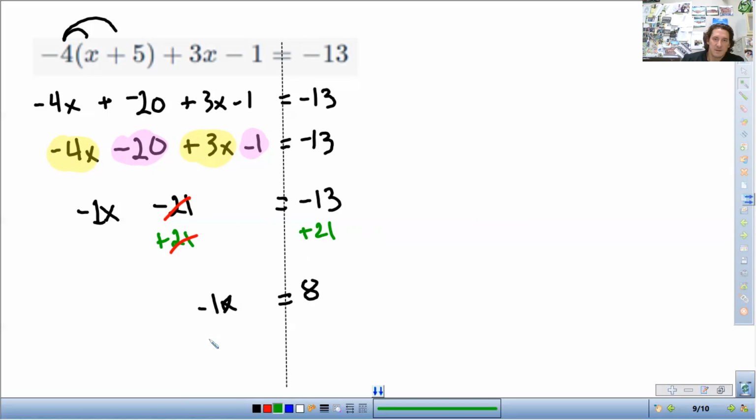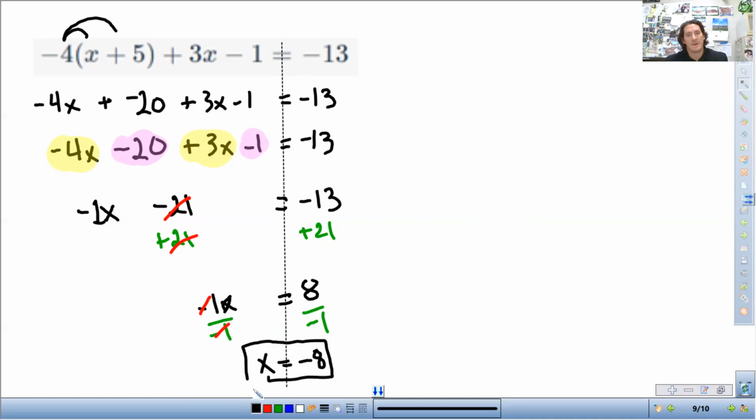So next, I'm going to divide by negative 1. Negative 1 divided by negative 1 cancels out, and I get x is equal to 8 divided by negative 1, which is negative 8. All right.